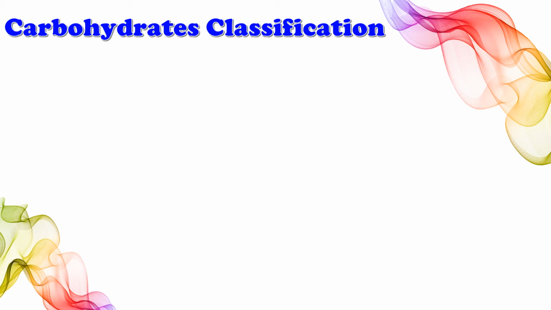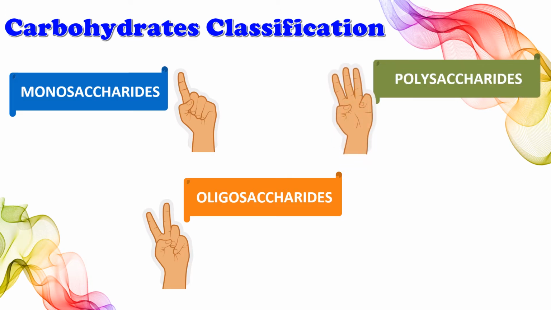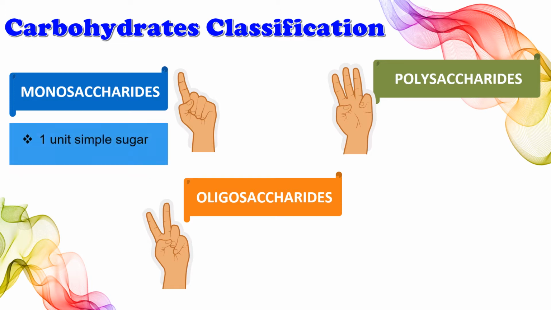Before we explore the topic of this video further, it's good to have a quick revision on the main carbohydrate classification. In general, carbohydrates can be classified into three major groups, which include monosaccharides, oligosaccharides, and polysaccharides. Monosaccharide is the basic unit of carbohydrates that consists of only one unit of simple sugar. The detailed classification and naming of this sugar have been discussed in the previous video.